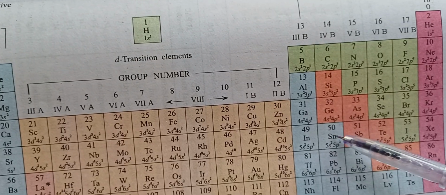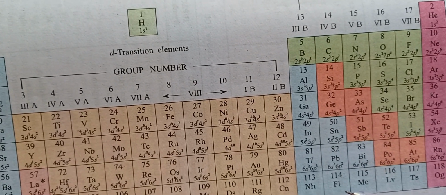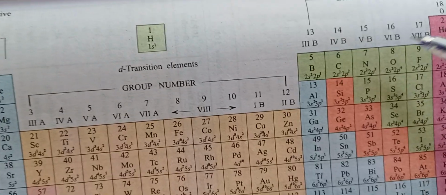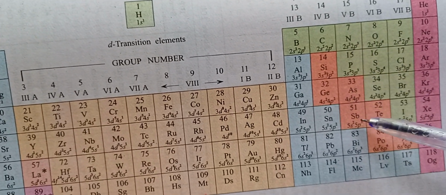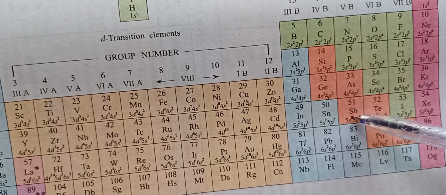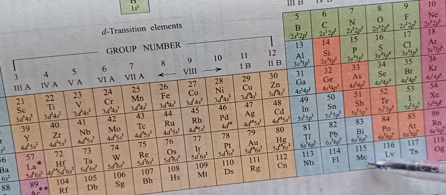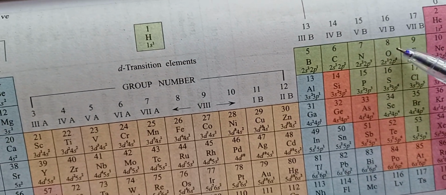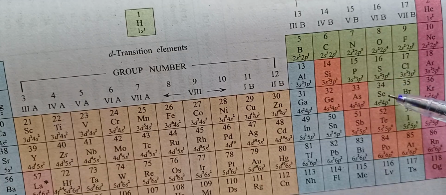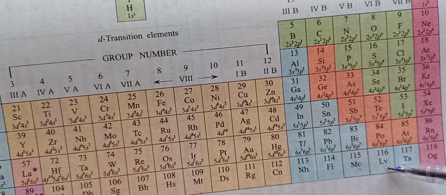Here it is stannum, tin, lead, plumbum, and flerovium. Okay, flerovium. Next, fifth B: nitrogen, phosphorus, arsenic, antimony. Antimony, it is stibium. Bismuth, moscovium, Mc, moscovium. Okay. Now here, sixth B: oxygen, sulfur, selenium, tellurium, polonium, livermorium.